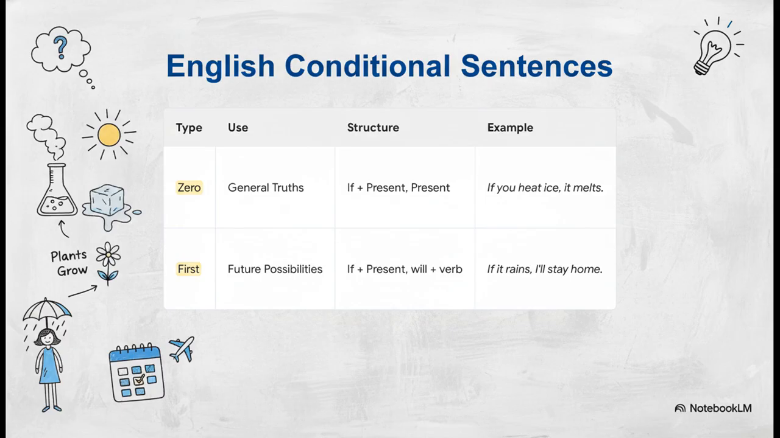But on the other side, the first conditional looks toward the future. It deals with real, tangible possibilities. And here the structure shifts. You still use present simple for the condition, but the outcome uses will to point to what's likely to happen.